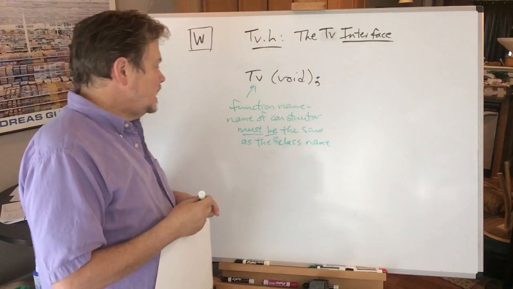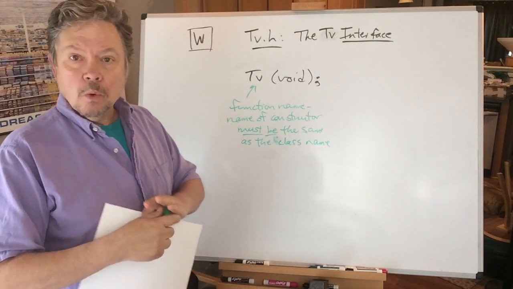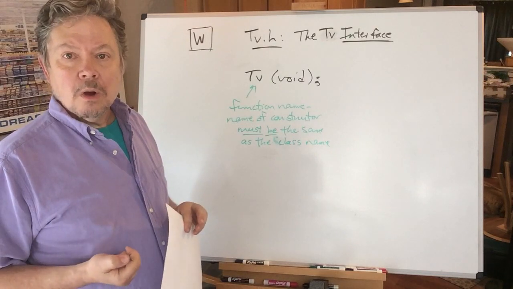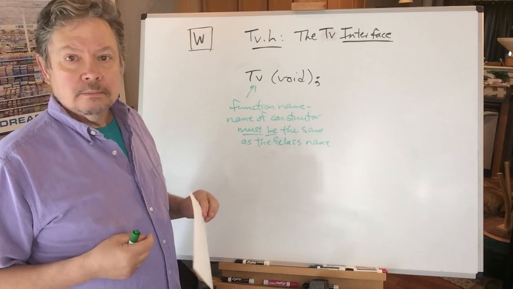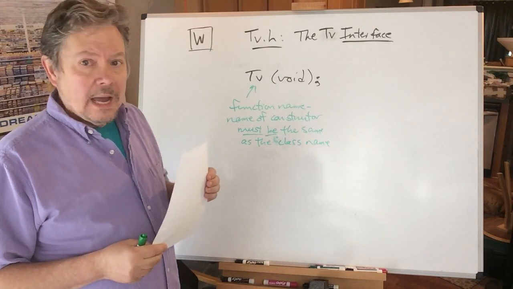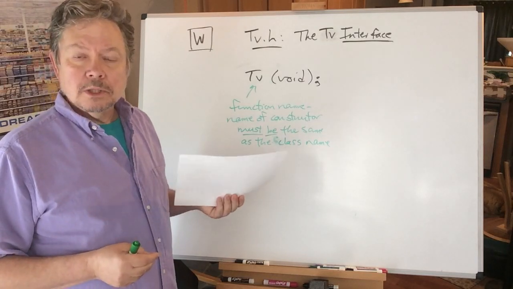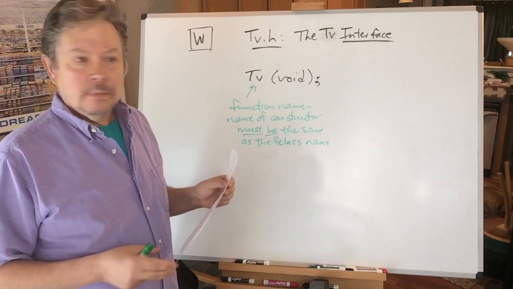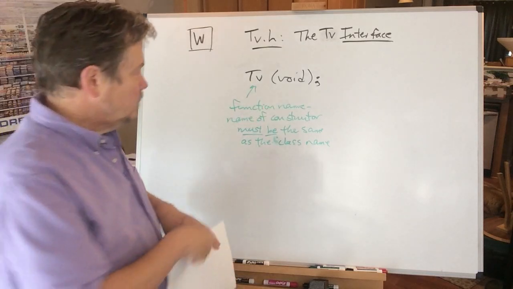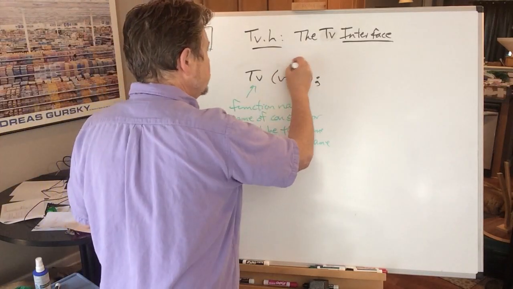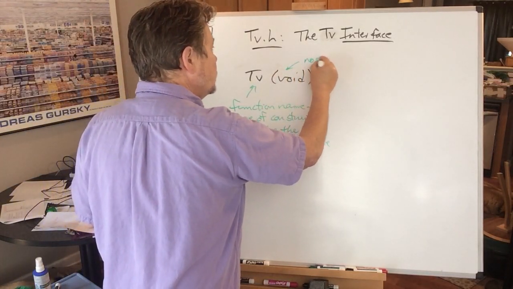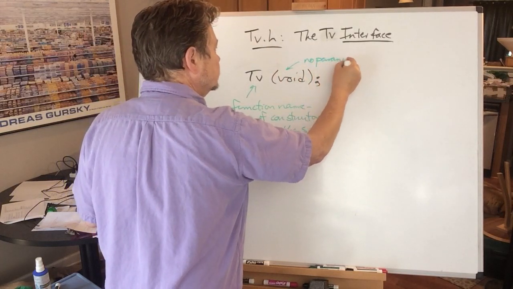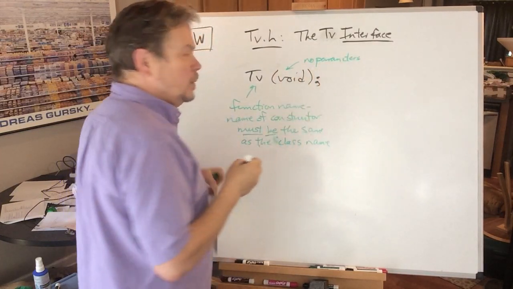Function name. Name of constructor, the one that's going to set up a TV and get it ready to roll. I don't know what it takes, but that's gotta happen. We've got to get those TV objects ready to roll, get them all initialized and everything. This is the name of the function. And of course the void, we know what that means. That just means we're not passing anything in. No parameters. No parameters for you.